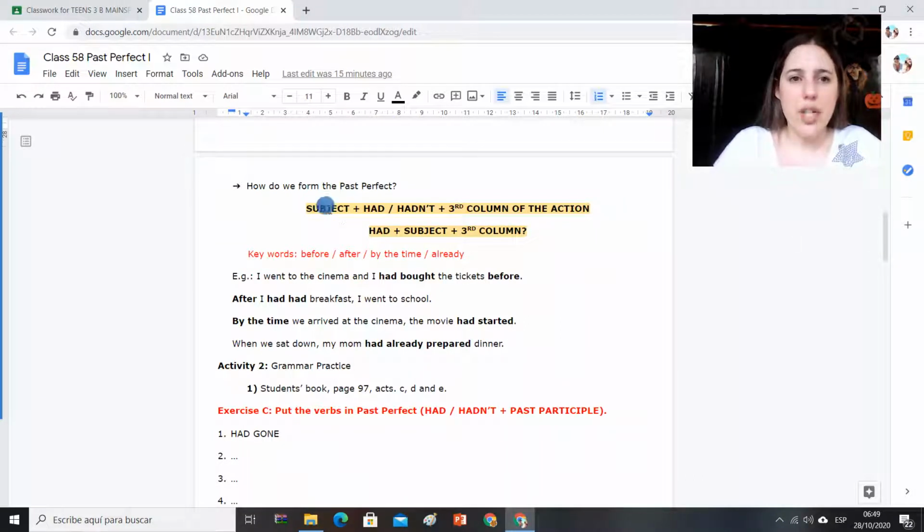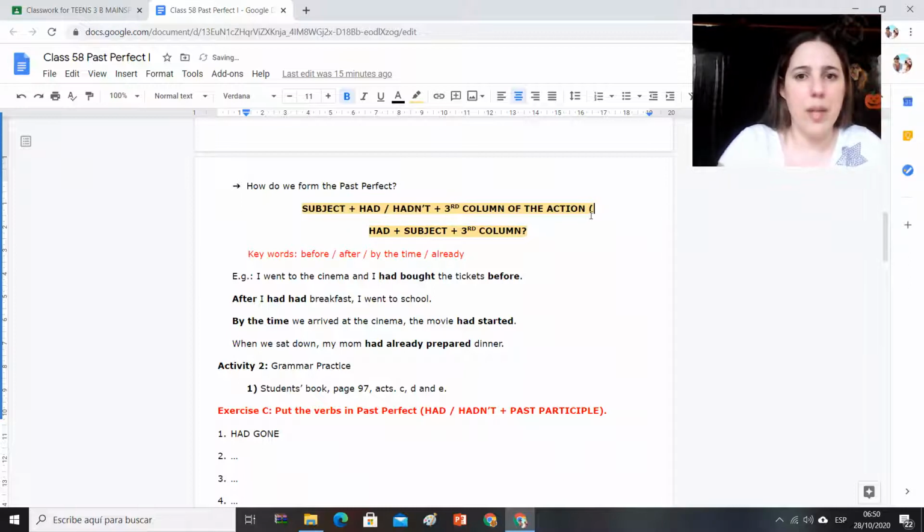We need the subject, we need had or hadn't in the negative, and the third column or the past participle. Okay, I'm going to type here past participle.